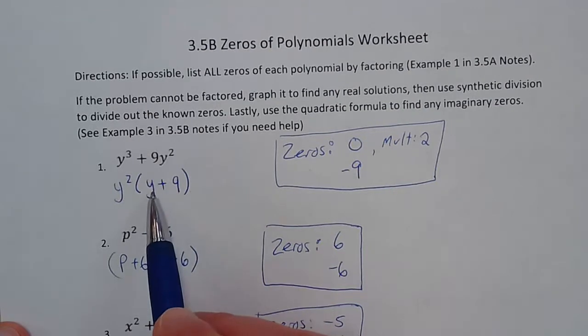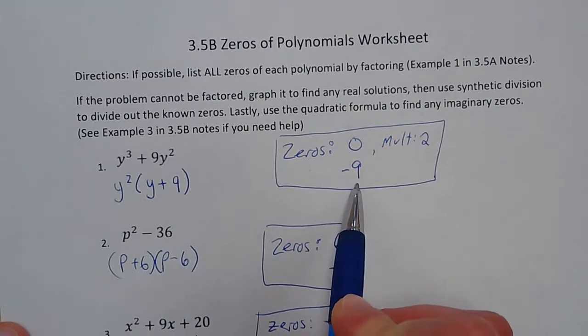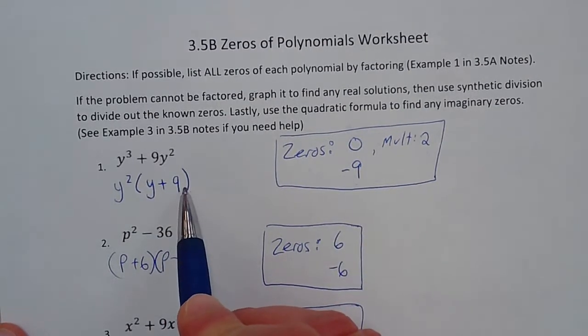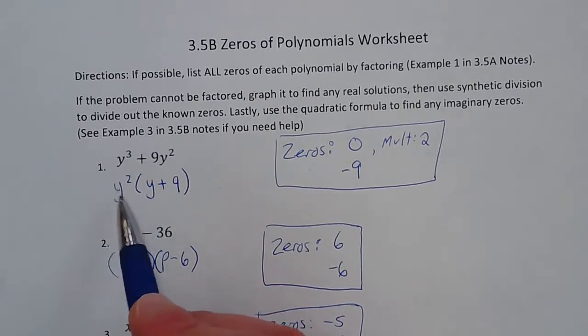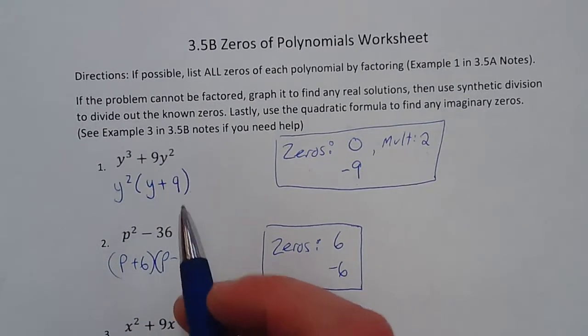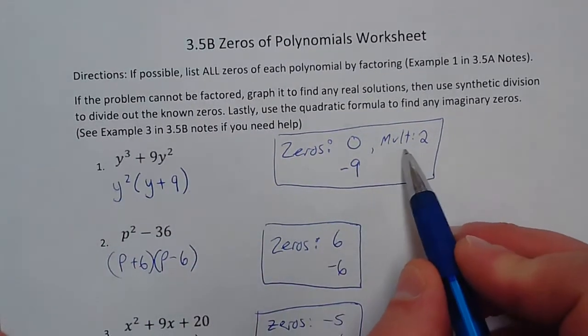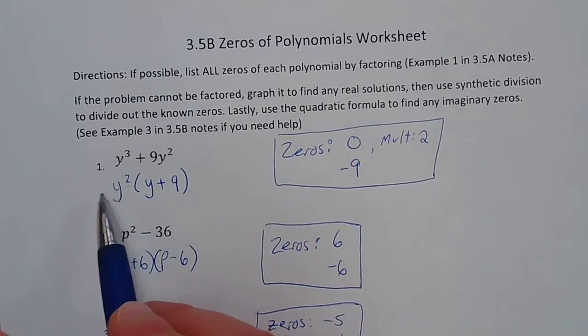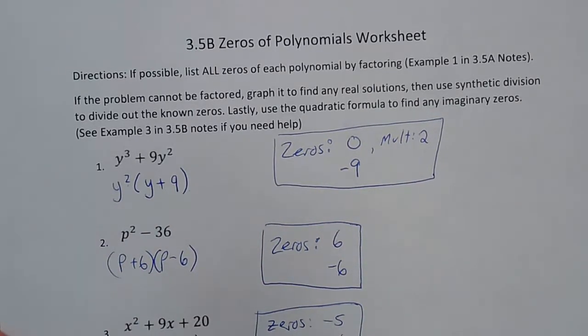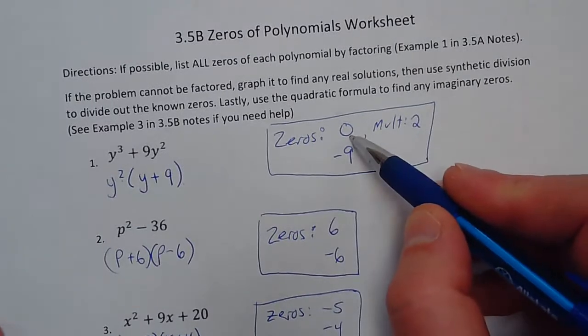So this part, if y was negative 9, would make it a 0, because negative 9 plus 9 is 0. And then for this part, sort of obvious, it would just be 0, because if you put a 0 into here, this is going to become 0, times whatever this is, stays 0. Now, I did note that the 0 does have multiplicity too, because it appears twice. There's technically y times y, so there are two zeros at 0.